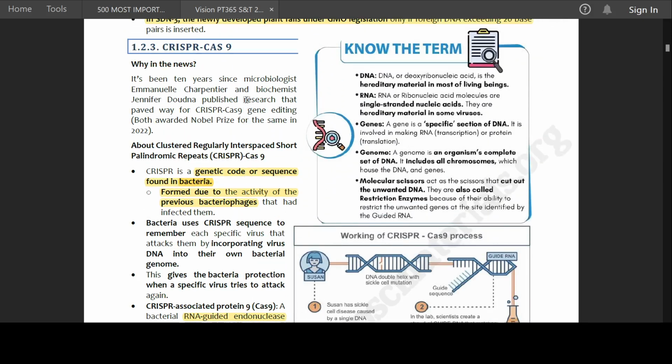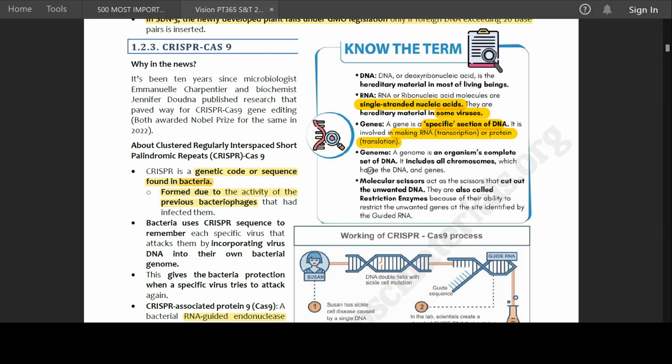Okay, let's see. Sometimes terms themselves could be very important. Questions could be asked from here. DNA, RNA. DNA, deoxyribonucleic acid, is a hereditary material in most living organisms. RNA or ribonucleic acid molecules are single-stranded nucleic acids. Okay, they are hereditary material in some viruses, RNA viruses. Okay, genes. A gene is a specific section of DNA. It is involved in making RNA, that is transcription, or protein production, that is translation.